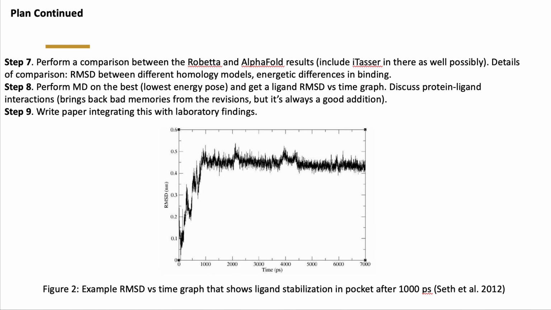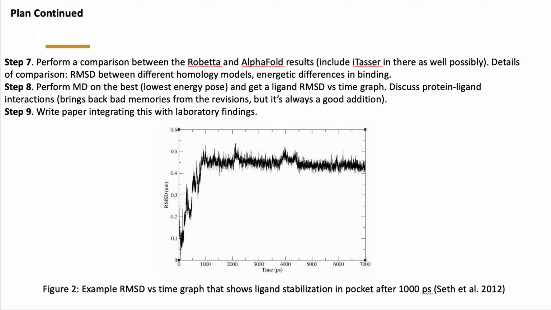Ultimately, for the docking results, it's a good idea to perform a comparison between the RoseTTAFold and the AlphaFold results. If we get I-TASSER results too, compare the RMSD between the different homology models and then show the differences in the best binding occurrences for each of the homology model categories. So the best binder for RoseTTAFold, best binder for AlphaFold, and best binder for I-TASSER.